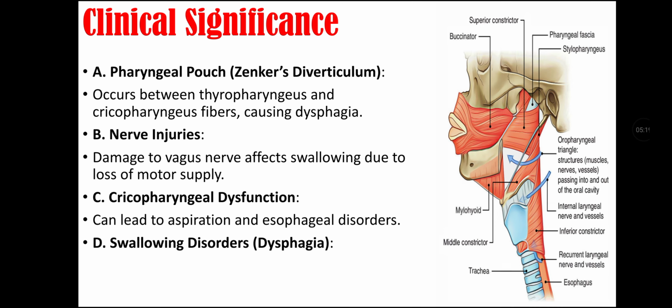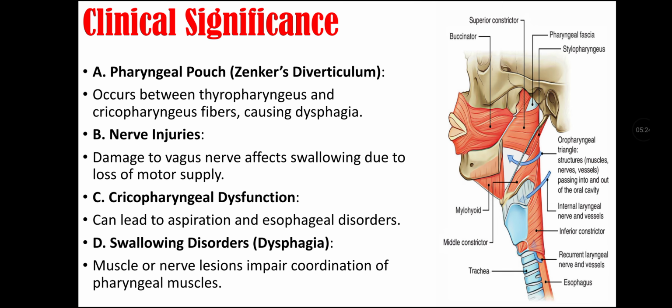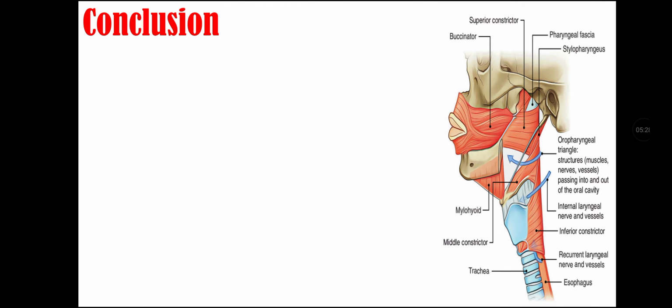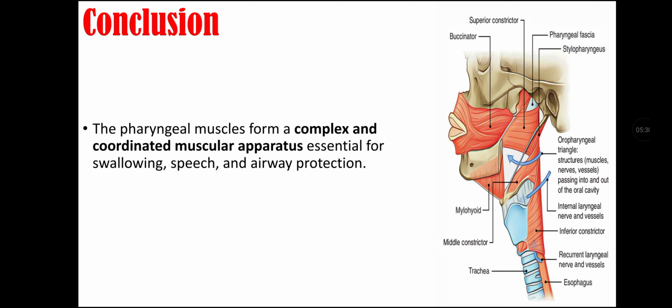Fourth significance is swallowing disorders, that is also called dysphagia, that is muscle or nerve lesion that impairs coordination of pharyngeal muscles.